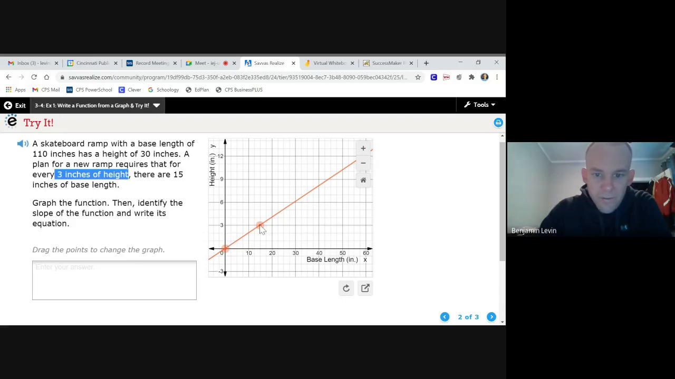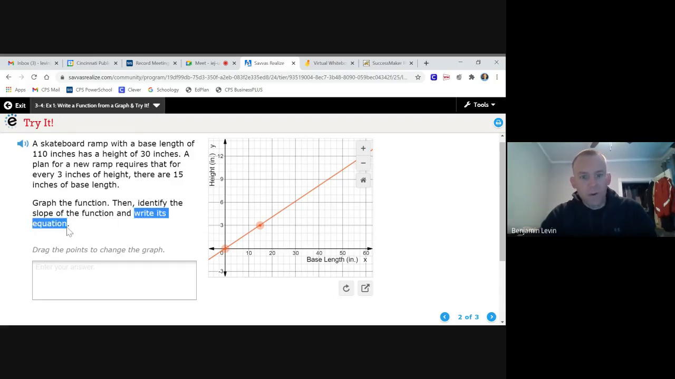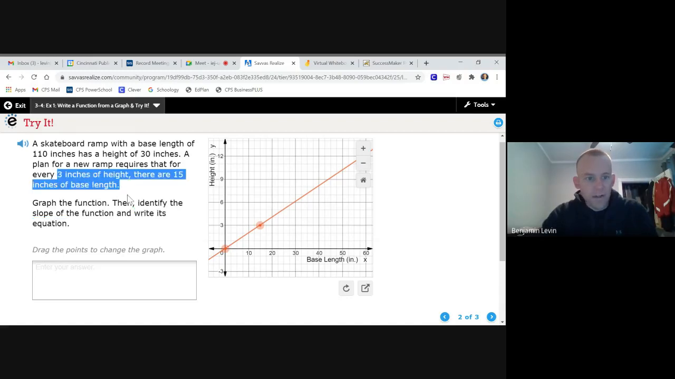Rise is 3, run is 15. For every 3 inches of height up that the ramp goes, we go over 15. We have a 15-inch length. Up 3 over 15, up 3 over 15, up 3 over 15, and so on. So then it wants us to write its equation. We graphed this line with this information right here: 3 inches of height per 15 inches of base.